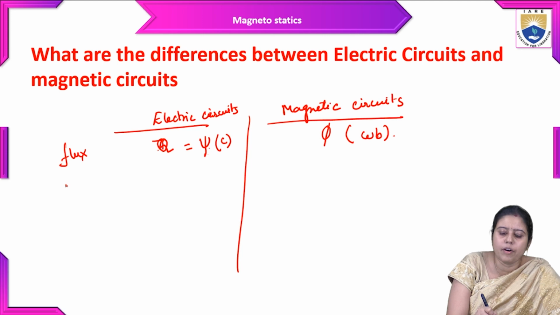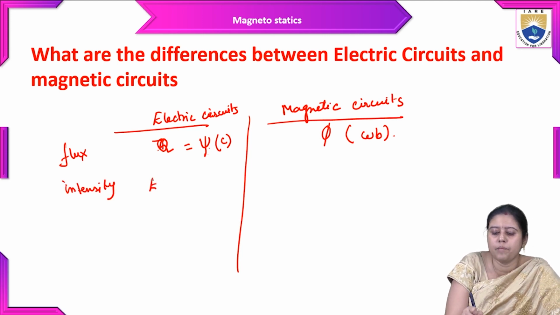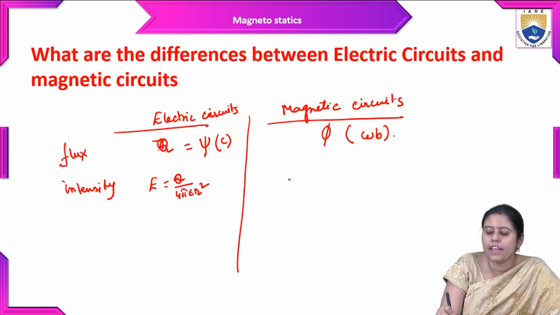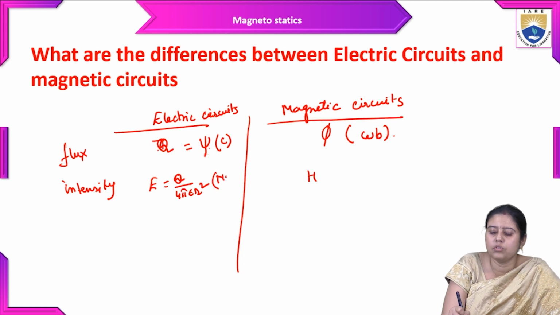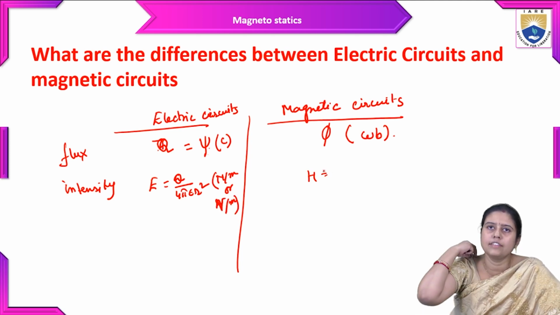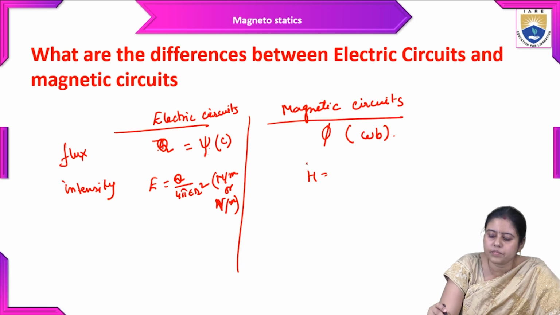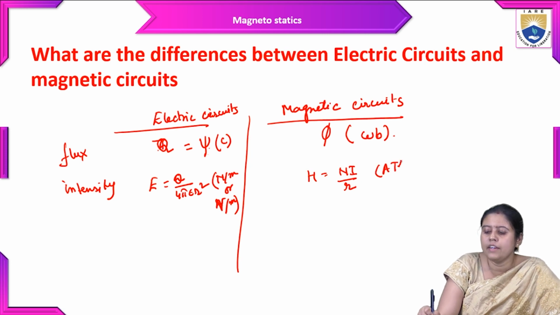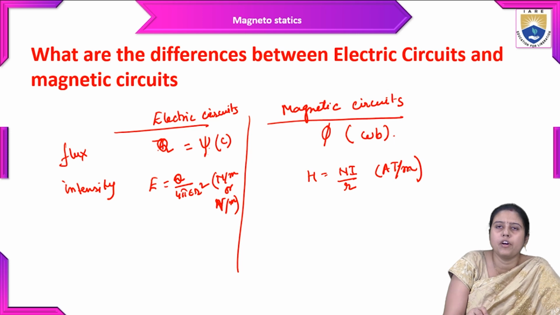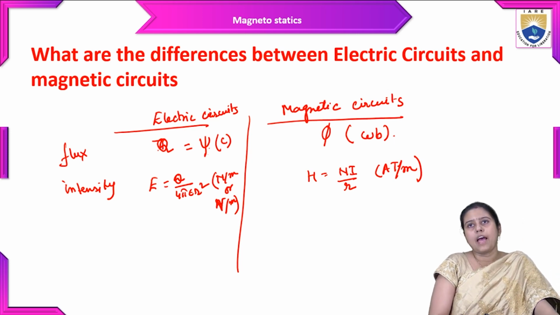Next, we will discuss the intensity. In the case of electric circuits, intensity is written as E is equal to Q by 4 pi epsilon r square, and the unit is Newton per coulomb, or volt per meter. But in the case of magnetic circuits, H is equal to N i by L, and the unit is ampere turn per meter. Sometimes, if the number of turns equals 1, we write it as ampere turn.